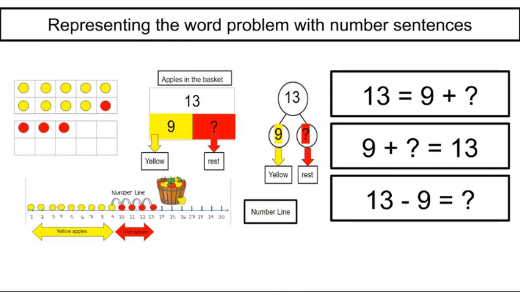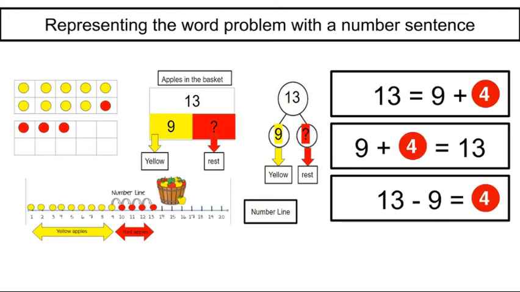Looking at our pictorial models, we can tell how many apples are red. So look at the tens frame. You can see that there are 9 yellow apples and 4 red apples. We can also look at the number line. Looking at the number line, we can see that there are 4 red apples.